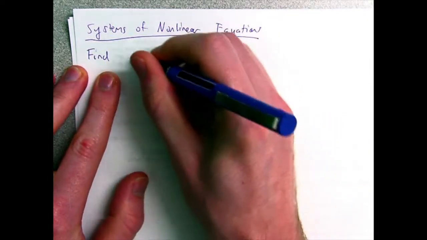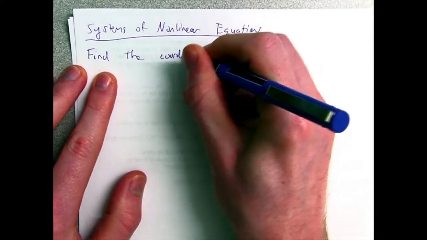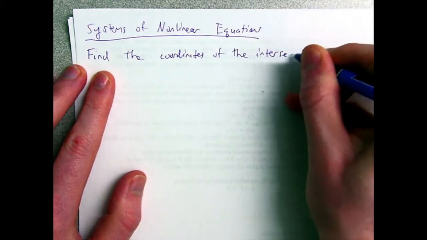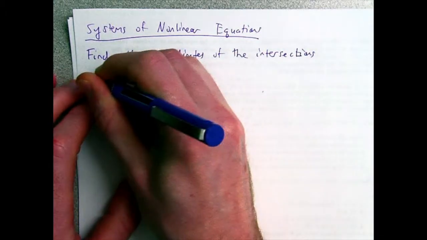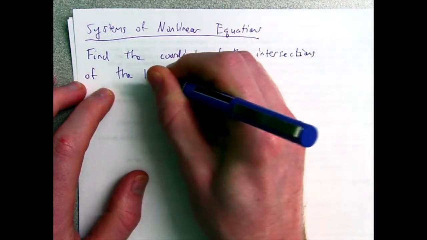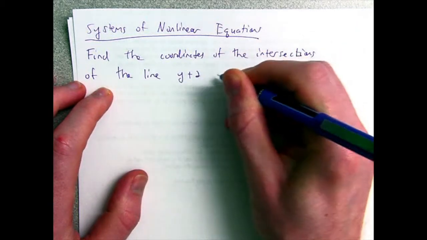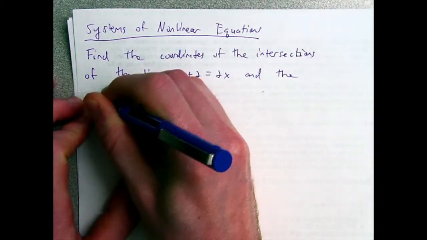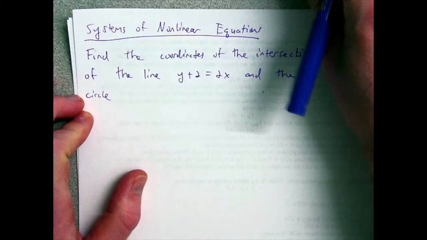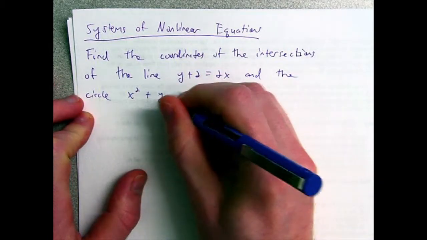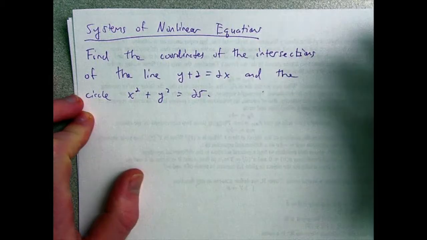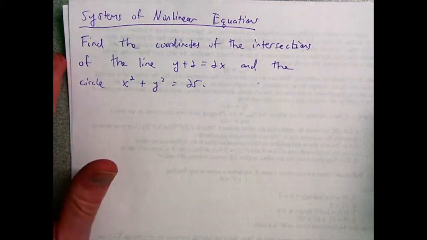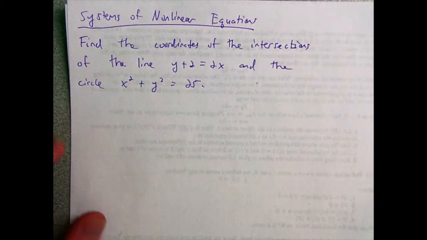The example is find the coordinates of the intersection points, or the intersections, of the line y plus 2 is equal to 2x, and the circle x squared plus y squared equals 25. Now, you don't need to draw a picture to solve this problem, but I will draw a picture just to sort of convince you that what we're doing makes sense.